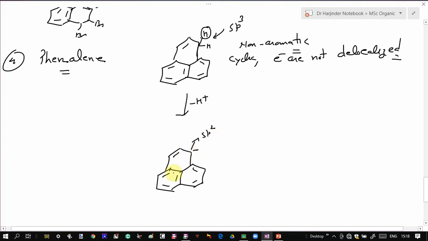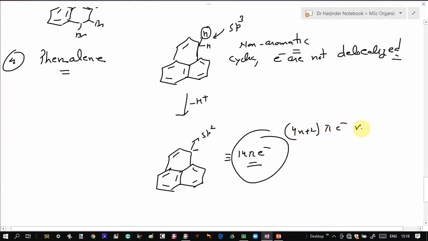So now it has a cyclic planar structure with complete delocalization of electrons. These electrons can delocalize. At the same time, it has 2, 4, 6, 8, 10, 12 and 2 electrons from this single negative charge. So it has 14 pi electrons. Now it satisfies the n plus 2 pi electron rule for n equals 3, and therefore it is an aromatic compound. So the phenylene anion is an aromatic compound.